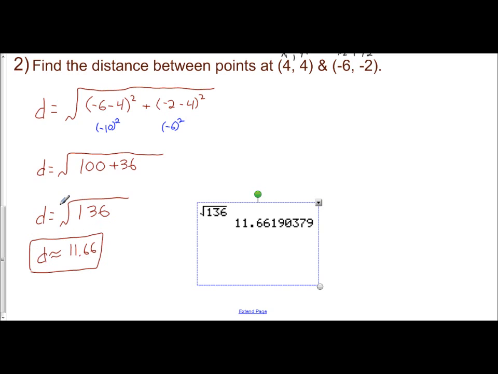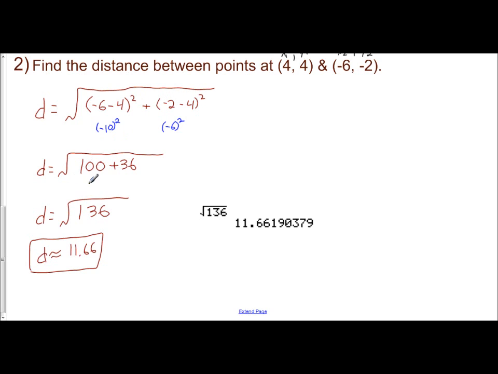A little piece of advice before we move on to the midpoint formula is right here. The thing you need to be careful with is if you're going to use your calculator at this point, which really you shouldn't need to. If you're in Algebra 2, you should be able to square 10 and 6 without calculators. However, if you can't, notice how I wrote it down. I put the negative inside parentheses.